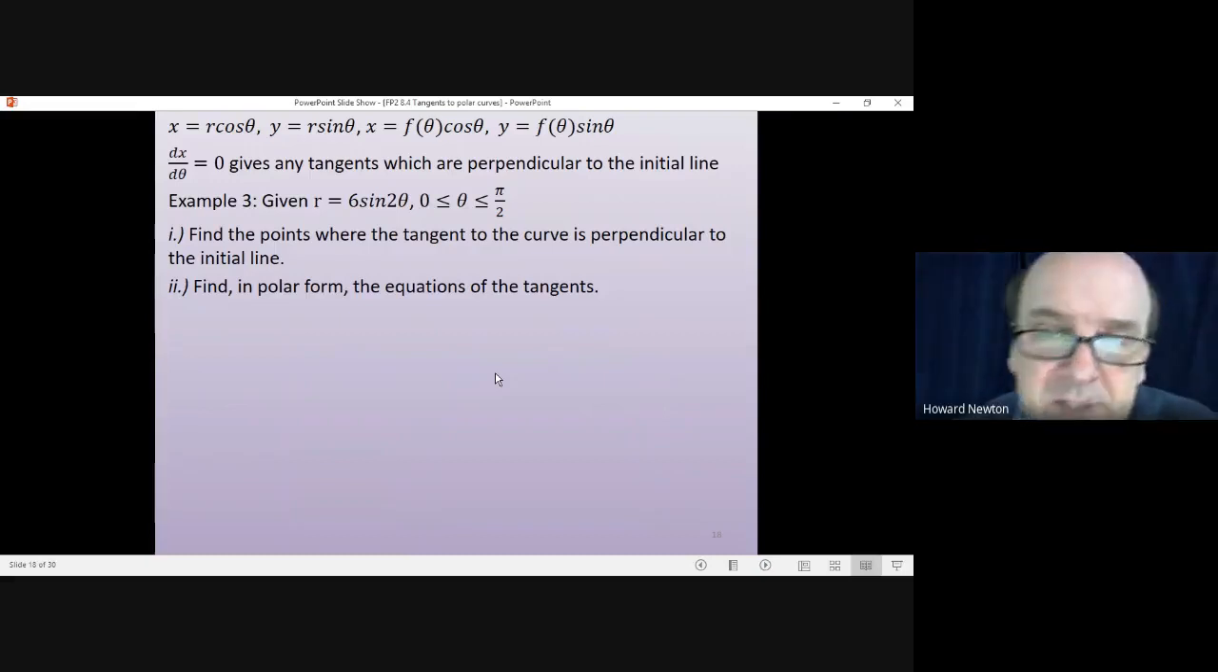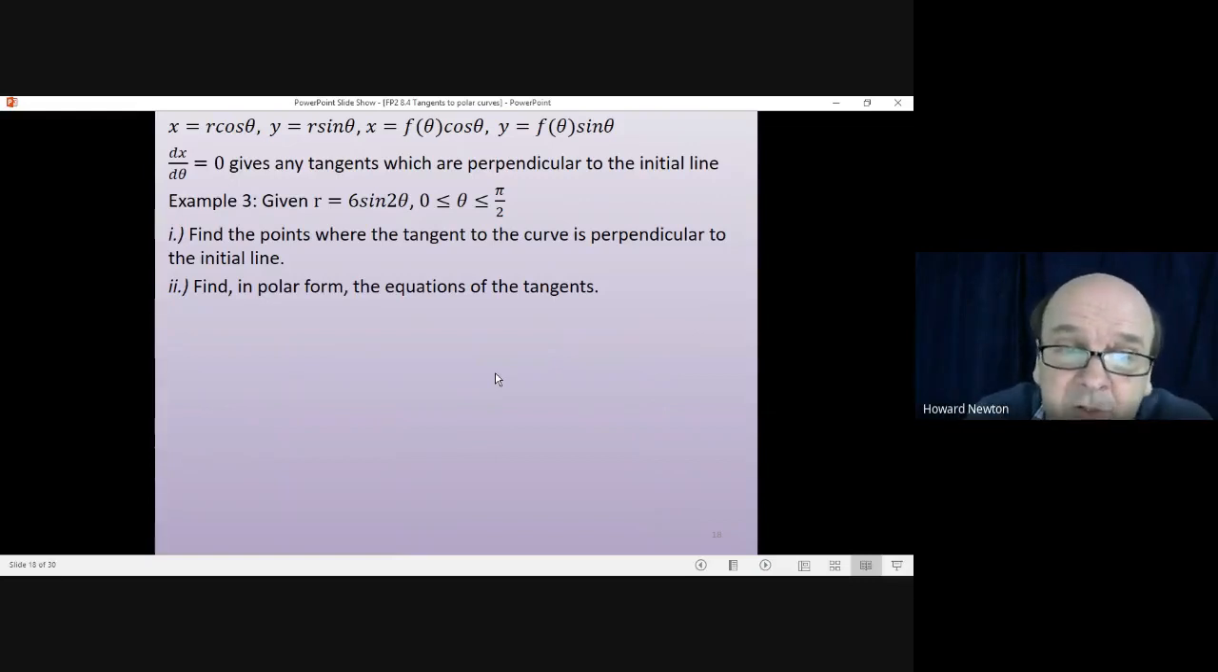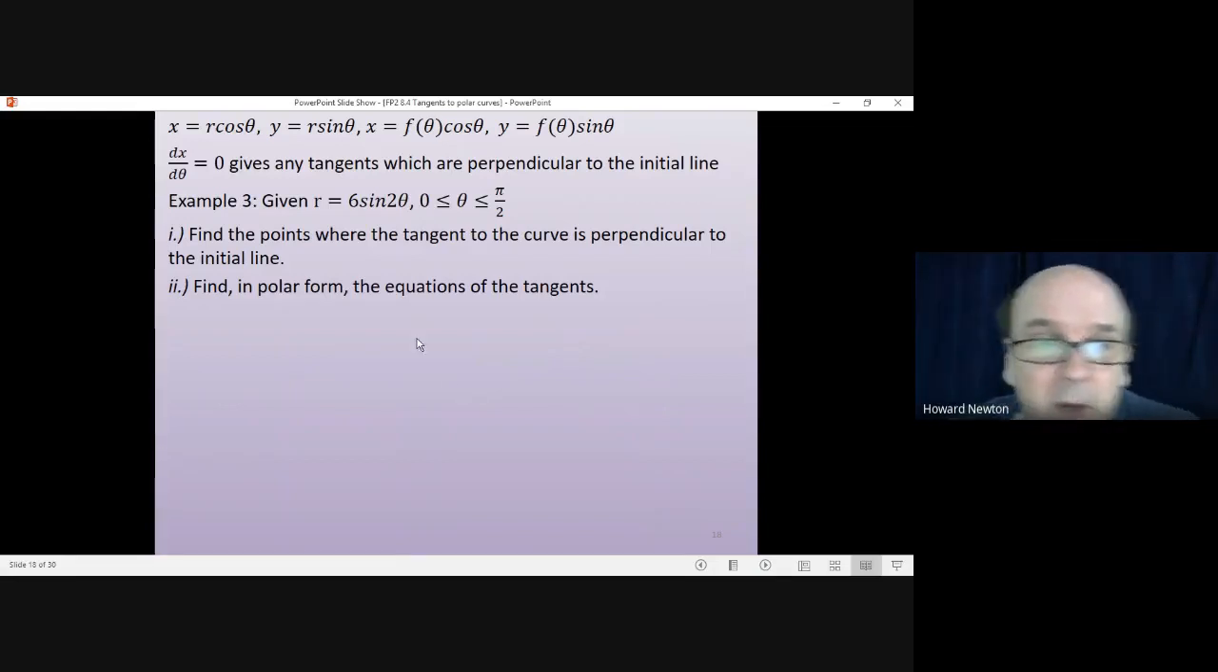Okay, example 3. Given r equals 6 sine 2 theta, find the points where the tangent to the curve is perpendicular to the initial line, and then find in polar form the equations of those tangents. Okay, this time we are going to be using x equals r cos theta and finding dx by d theta. I'll let you have a go at that, and I'll let you have a go at seeing if you can work out what the polar form of the equations of the tangents is.